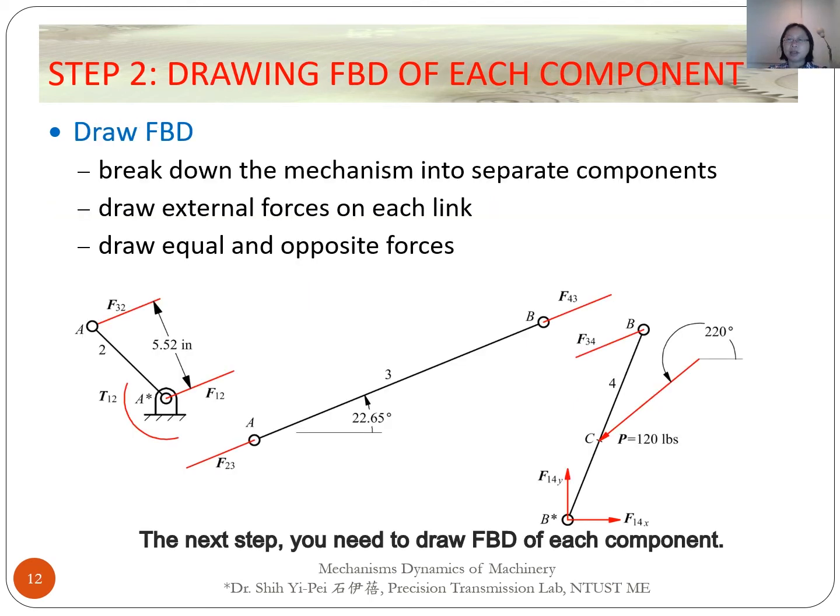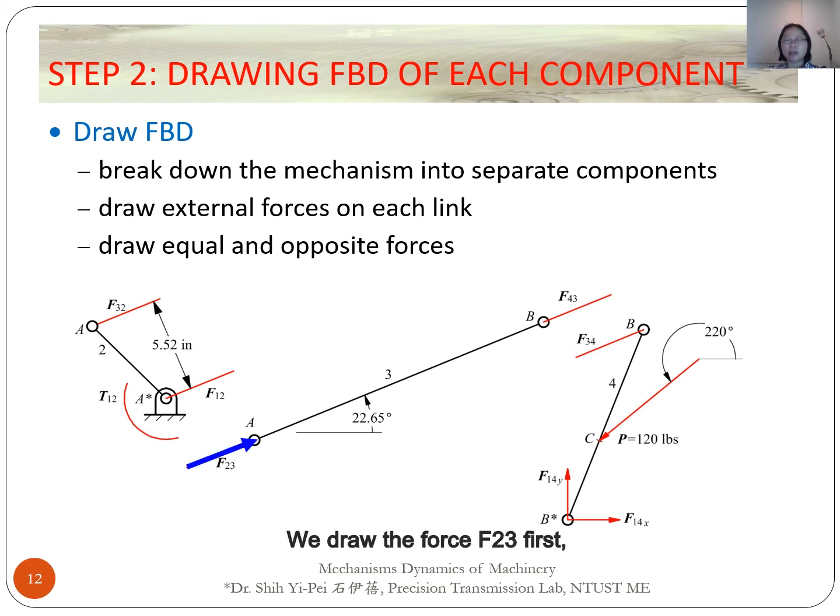The next step, you need to draw free body diagram of each component. The mechanism is broken down into separate components, links 2, 3, and 4. You can see the exploded view in this figure. And then we need to draw external forces on each link. Let us start from two force member, link 3. We know this link has two reaction forces acting on it. These two forces are collinear. They are equal in magnitude and opposite in direction.